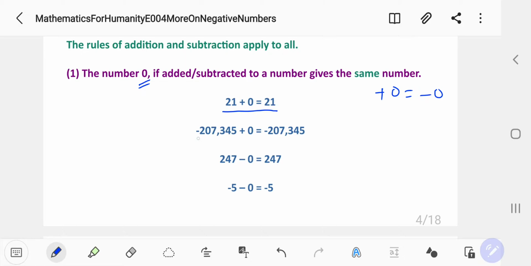Or you have negative 207,345 plus 0 is still negative 207,345. And then you have 247 minus 0 is still 247. And negative 5 minus 0 is also negative 5. So that's rule number 1. When you add 0 or subtract 0 from anything, it will give you that same thing.